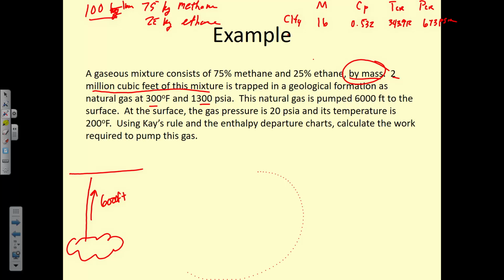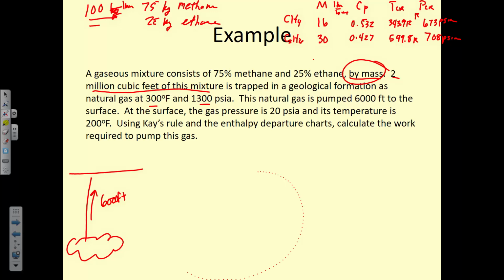All right, and then our ethane, C2H6, is equal to 30, 0.427, 549.8, and 708 psia. And again, this is Rankine. This is pound mass per pound mole. Cannot read that, I apologize.